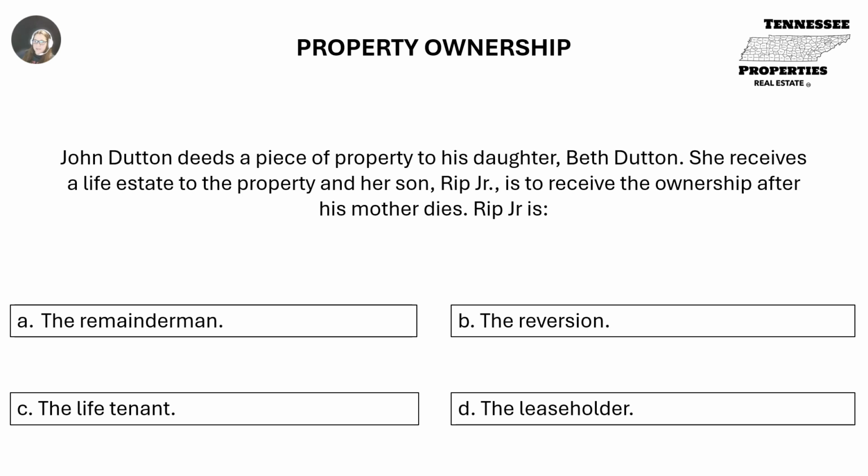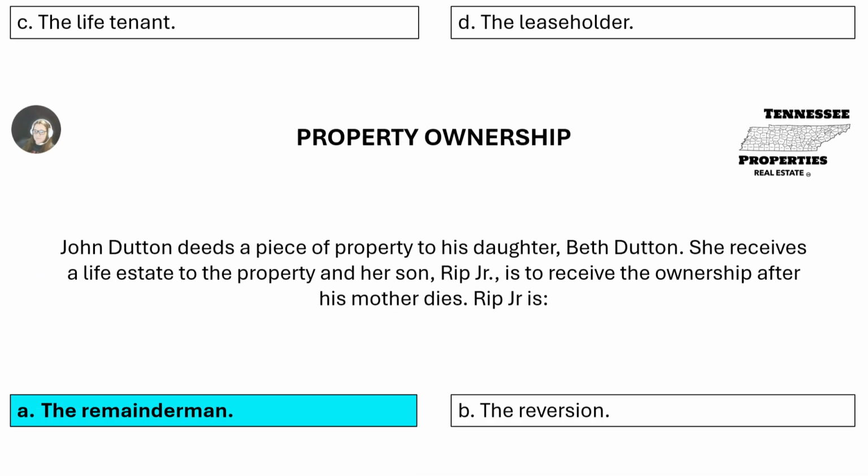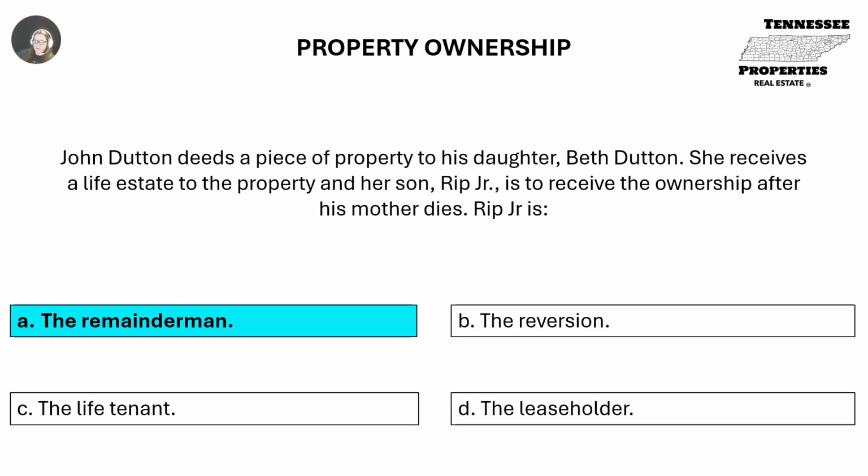John Dutton deeds a piece of his property to his daughter Beth. She receives a life estate to the property, and her son Rip Jr. is to receive the ownership after his mother dies. Rip Jr. is A. The remainderman, B. The reversion, C. The life tenant, or D. The leaseholder. A. The remainderman.